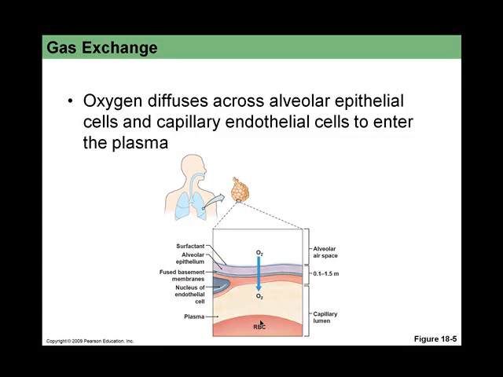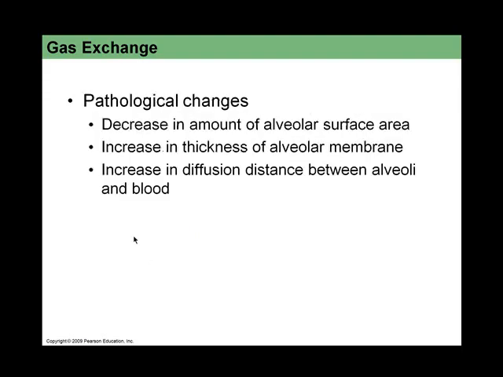Once in the plasma, of course, then the RBC is there, and you're going to have some events taking place there that we'll consider in a while. So the gas exchange, then we think of the pathological changes. You can have a decrease in the amount of the alveolar surface area, an increase in the thickness of the alveolar membrane, and an increase in the diffusion distance between the alveoli and the blood. So you should be able to link these to the ones that we saw in the cartoon illustrations.